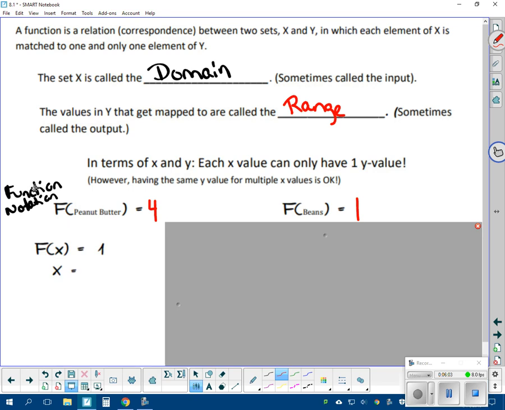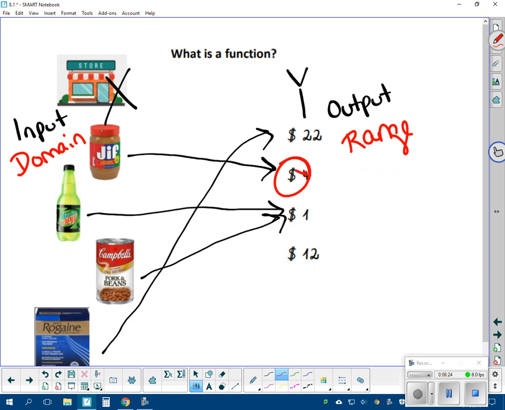Okay. Now this is kind of going the opposite way. It's saying we took the function of something and we got out 1. So over here, we had an input and we were solving for the output. But now we have the output. What could we buy that costs $1? What could we input to get an output of $1?